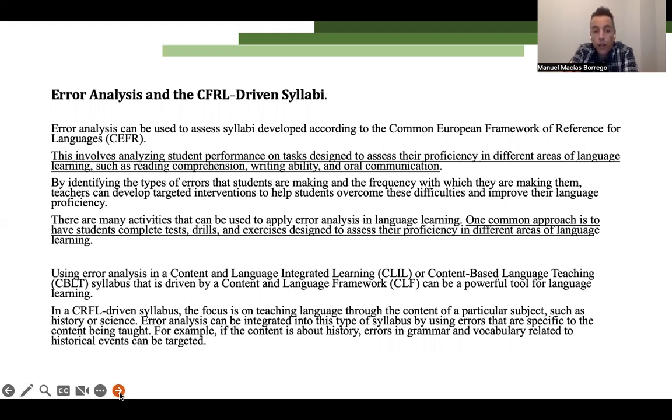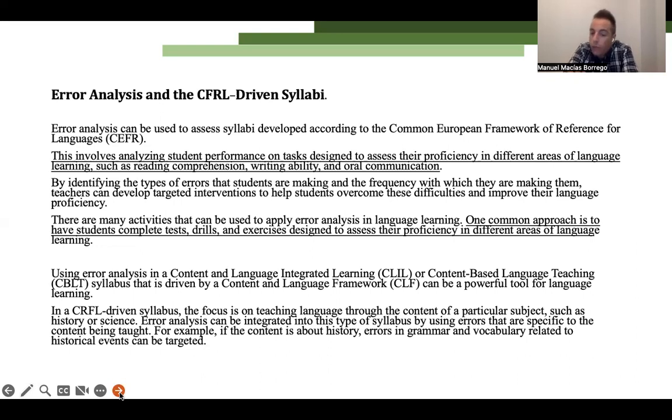One common approach is to have students complete tests, drills, and exercises designed to assess their proficiency in different areas of language learning. Using error analysis in a content and language integrated learning, or CLIL, or in a content-based language teaching, CBLT, syllabus that is driven by a content language framework can be a powerful tool for language learning.